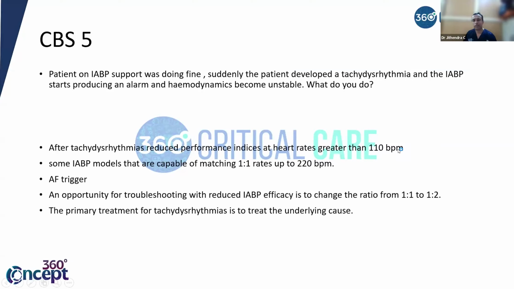So with tachyarrhythmia up to 110 beats, usually the IABP will perform well, but only when it goes beyond 110 is it very difficult for the IABP to get properly triggered. There are some newer IABP machines which will work well even up to 220 beats per minute. So that is there. Or as I told you, you can change it to AF trigger.